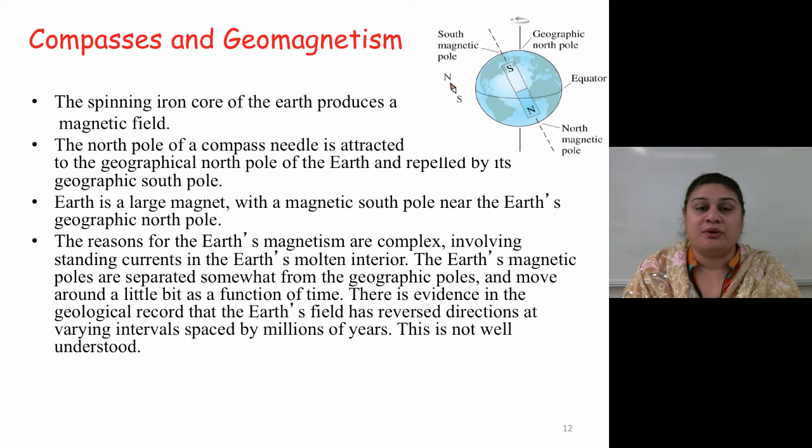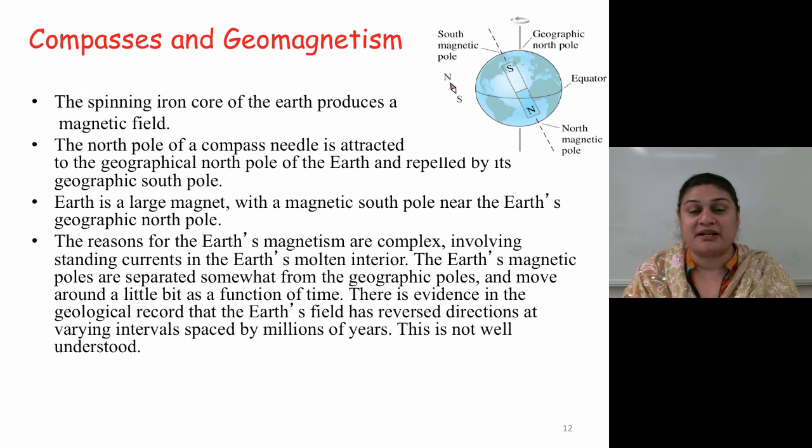The spinning iron core of the Earth produces a magnetic field. The north pole of a compass needle is attracted to the geographical north pole of the Earth, and it is repelled by its geographical south pole. Earth is a large magnet with a magnetic south pole near the Earth's geographical north.